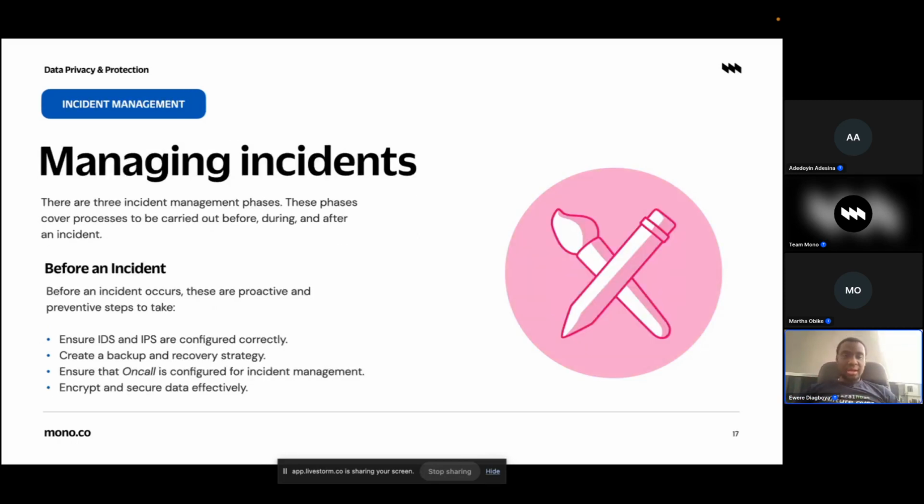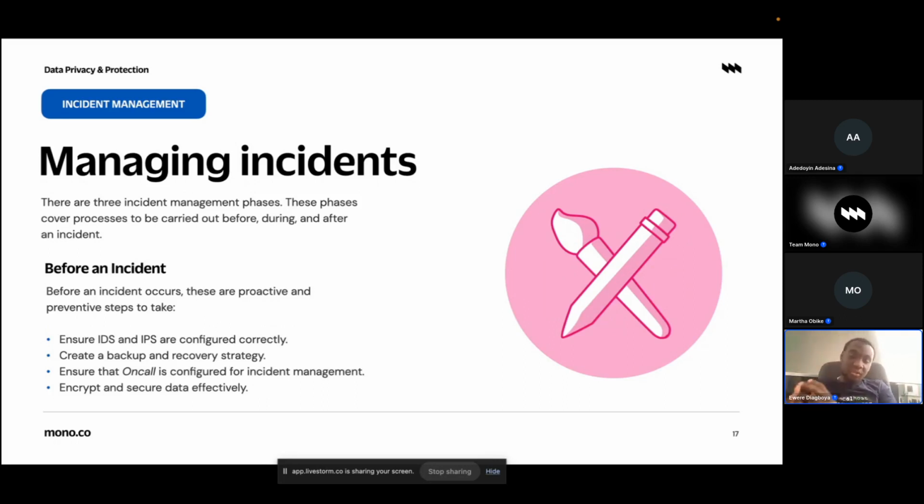Okay, now after all our ways of knowing the importance of incidents, what an incident management system is about, and how to implement it, what if an incident eventually occurs? What do we do? Now, there are three phases of the incident management process, to be carried out before, during, and after an incident. We talked about some of them before, so we'll be talking about during and after an incident.